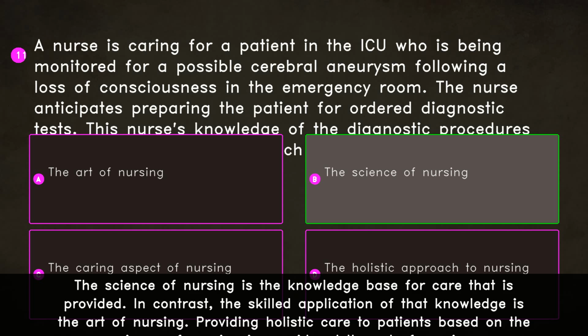The science of nursing is the knowledge base for care that is provided. In contrast, the skilled application of that knowledge is the art of nursing. Providing holistic care to patients based on the science of nursing is considered the art of nursing.